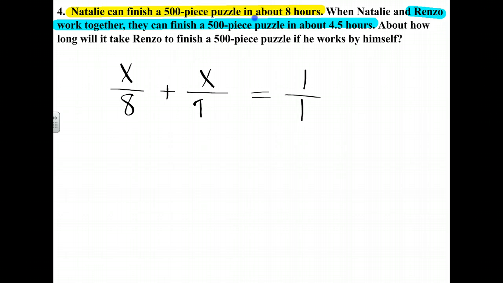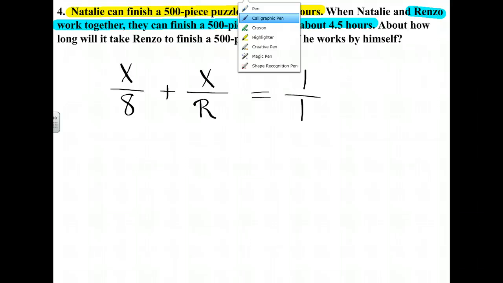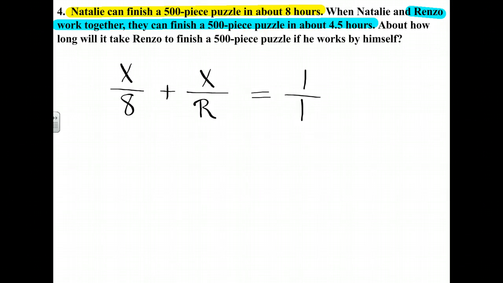But we don't know Renzo's rate, so we're just going to put an R in there. So we have two variables right now, and this is kind of sticky. When we have two variables, that's not good. But do we really have two variables? No. All right, we don't, because they give us the information here.